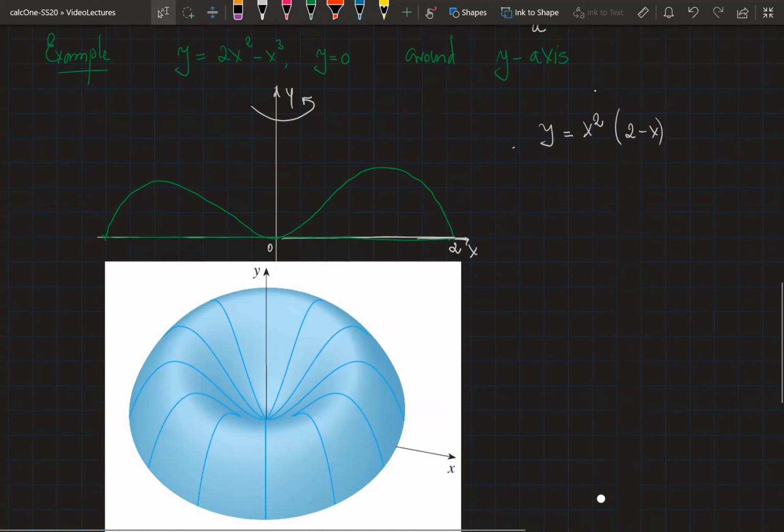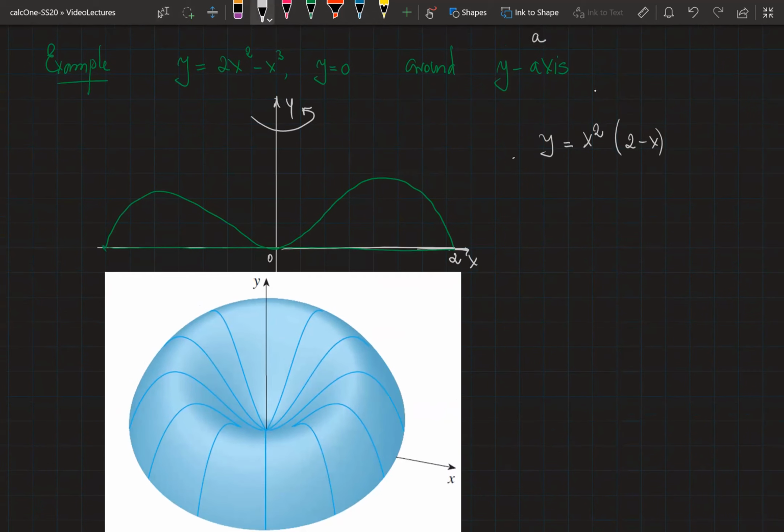And actually the idea is to create a lot of cylindrical shells. For example, we can create a cylindrical shell here at x equal to 0.5, let's say. So it's going to be this kind of cylindrical shell. And the idea is to create a lot of this kind of cylindrical shells.